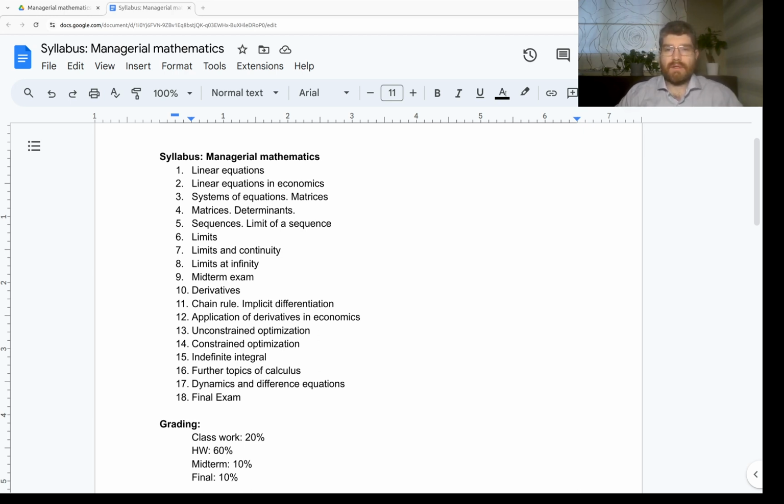Then we will deal with systems of equations, and in economics many problems involve multiple variables that interact with each other. Systems of equations allow us to solve these variables simultaneously. For instance, in market equilibrium analysis we use systems of equations to determine the equilibrium price and quantity in a market with multiple goods. Then we'll cover matrices and determinants.